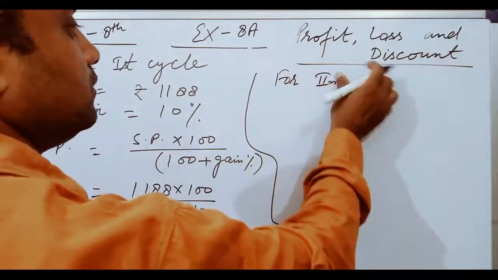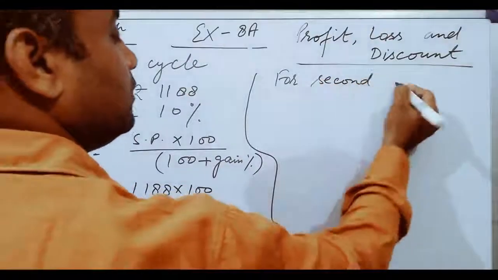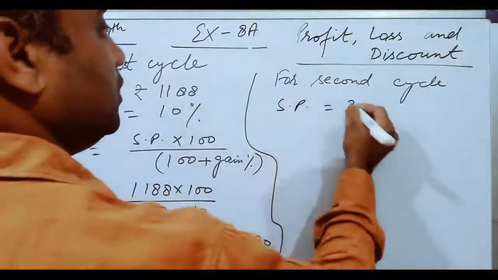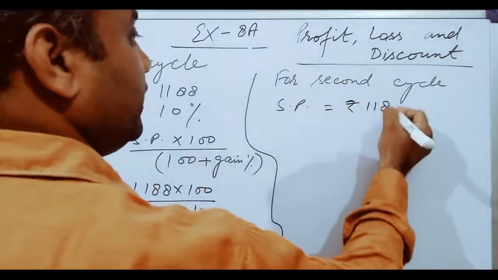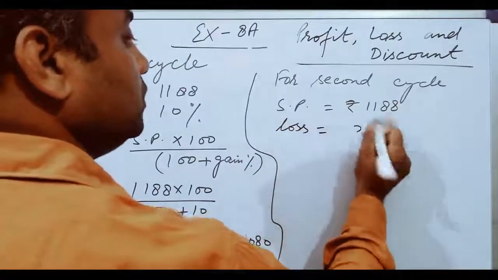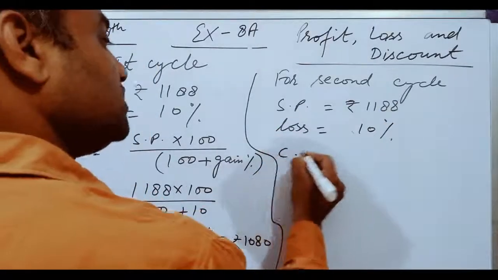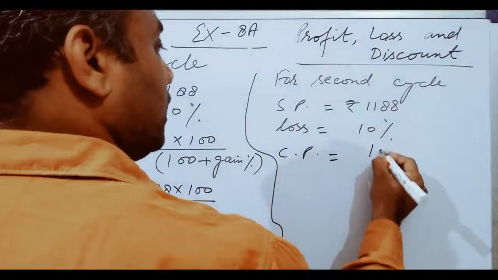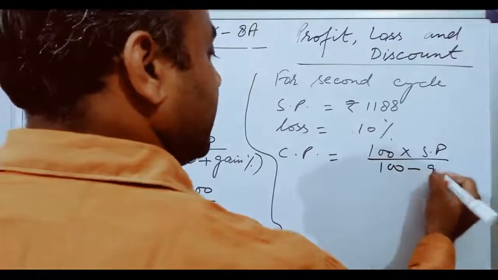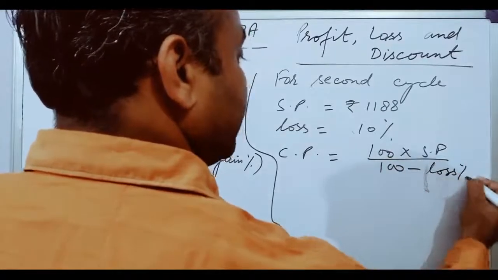For the second cycle, SP equal to rupees 1188 and loss equal to 10%. Then CP equal to 100 into SP upon 100 minus loss percent.